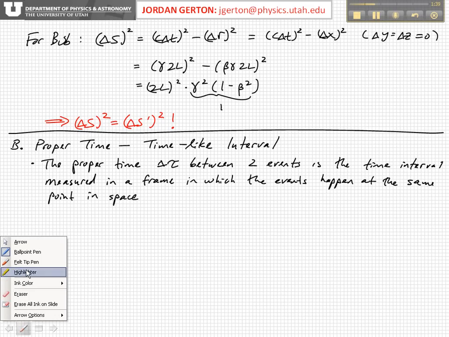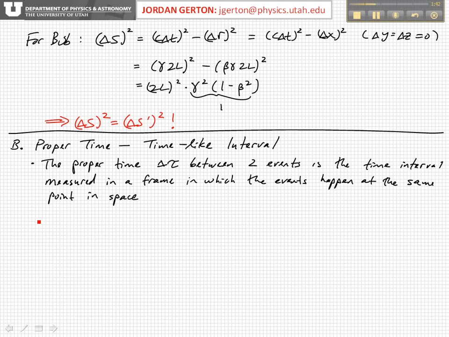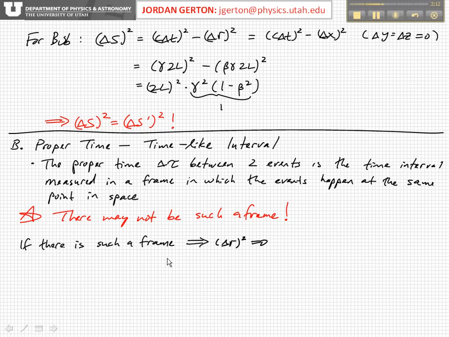Okay. Now, something really important to understand here is that there may not be such a frame. And we'll see that in just a minute or two. There may be no frame in which two particular events happen at the same point in space. Okay, but if there is such a frame, then because these two events take place at the same point in space, delta R squared is equal to 0.